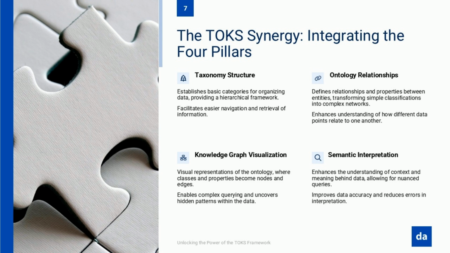Once a robust ontology is in place, it informs the structure of knowledge graphs. The classes, instances, and properties defined in the ontology become the nodes, edges, and attributes of the knowledge graph. This transformation allows for visual representation of complex relationships and enables powerful querying capabilities. The knowledge graph essentially brings the ontology to life, making it possible to traverse connections and uncover hidden patterns in the data. Semantics then steps in to enhance the interpretation of the knowledge graph data.